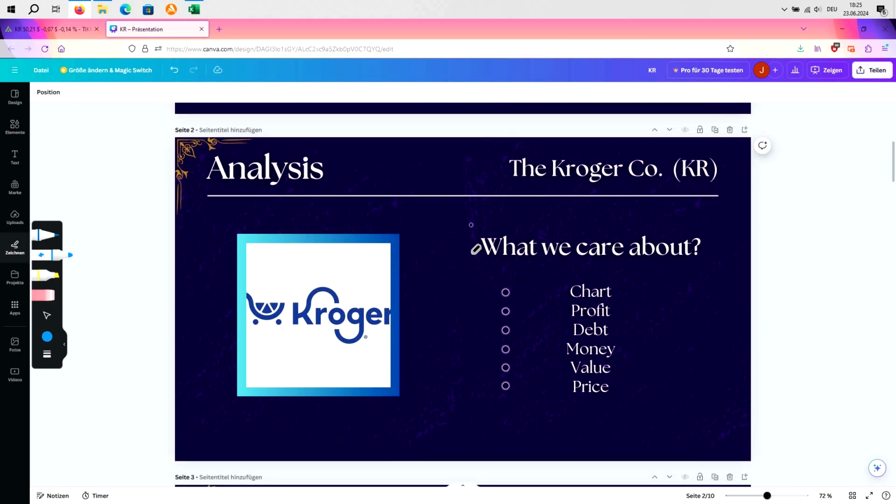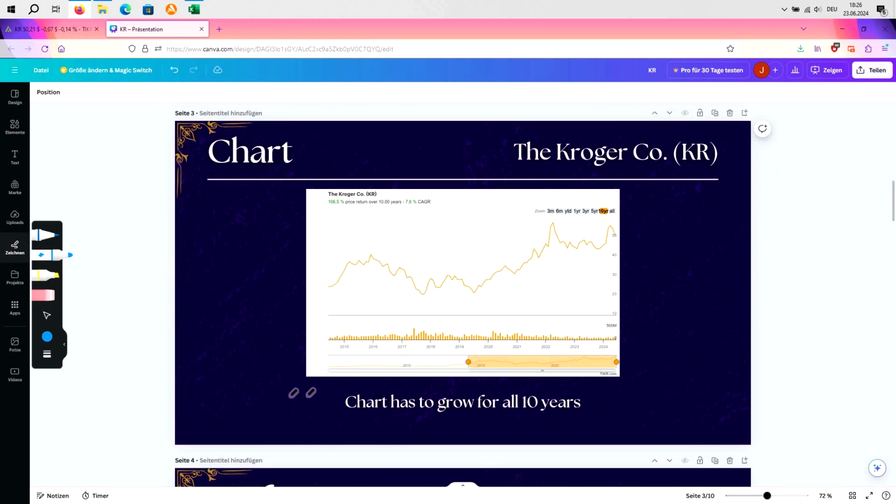Now let's begin. As a complete beginner, you should generally care only about the following 6 things, which are chart, profit, debt, money, value, and price, okay? Now let's begin with the chart. For the chart, we have a little instruction saying that the chart has to grow for all 10 years. Now, what does that mean?